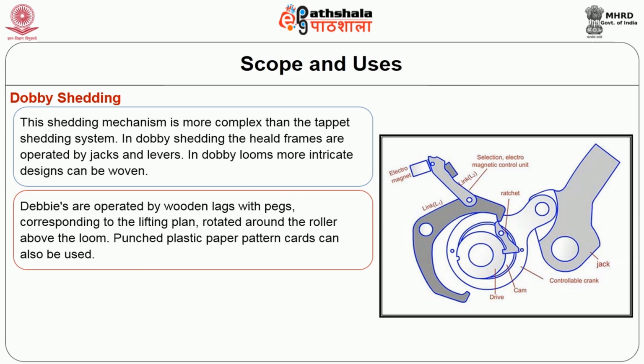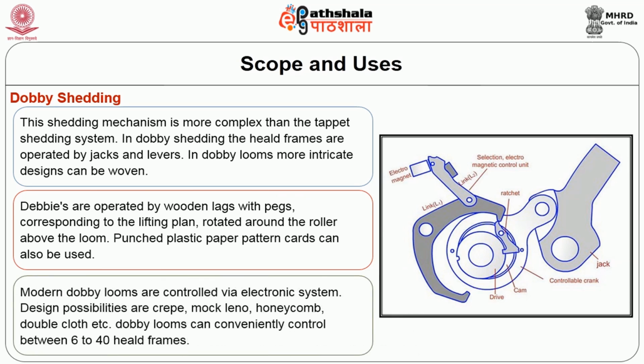Punched plastic paper pattern cards are also used in modern Dobbies. Modern Dobbies are controlled via electronic system. Design possibilities are crepe weave, mock leno, honeycomb, double cloth, etc. Dobby looms can conveniently control between 6 to 40 heald frames.